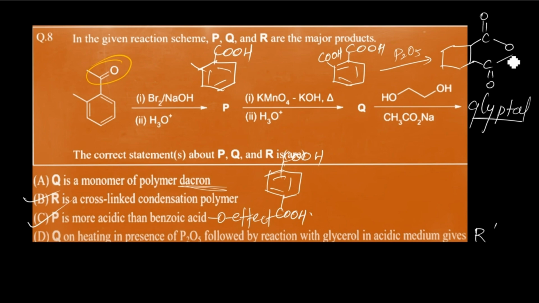This is nothing but phthalic acid; that is phthalic anhydride. Then followed by the reaction with glycerol in acidic medium, that will give R. It will react with glycerol. So this question is from the Polymer chapter. You have to know the reactions, then only you can answer this type of questions. So B, C, D is the right answer to this question.